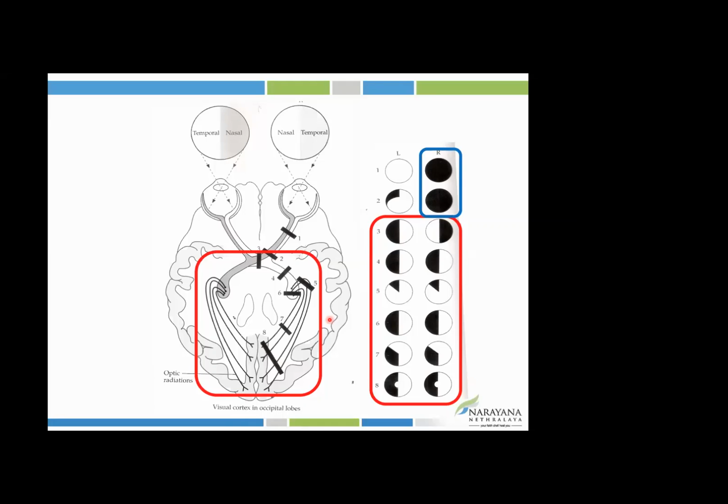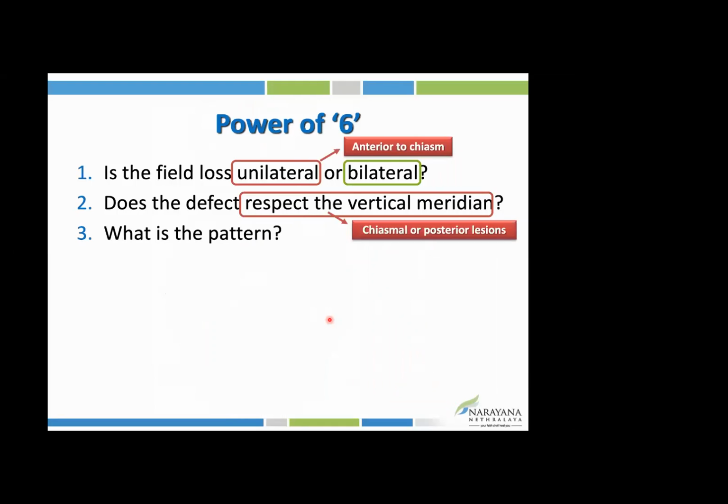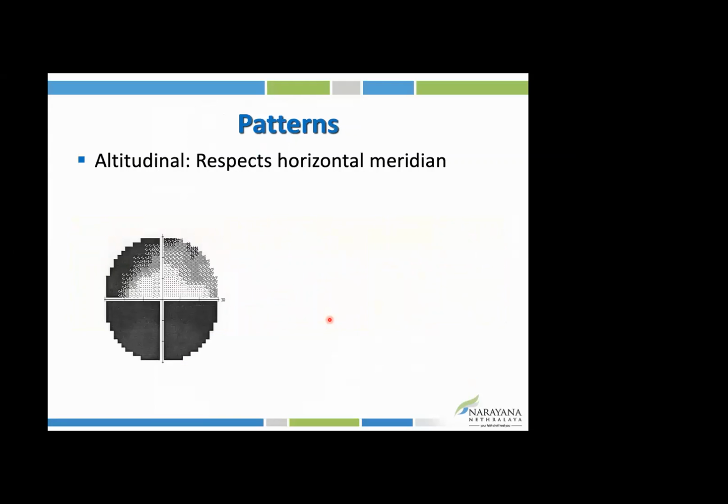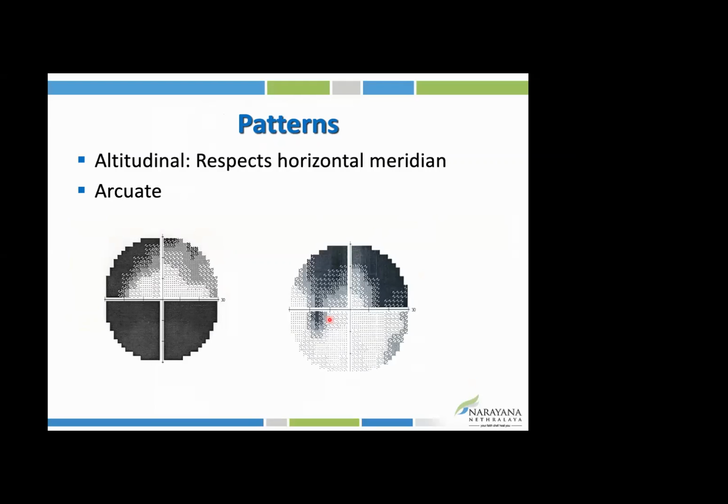So they are not respecting the vertical meridian. Then question 3, what is the pattern? You could have a central scotoma, a centrocecal scotoma, where the central scotoma is mixing with the blind spot, a paracentral scotoma. You can have an altitudinal defect, which we know is most commonly related to either an optic nerve problem like ischemia or optic neuritis. This respects the horizontal meridian. An arcuate defect, which we have commonly seen in glaucoma patients.